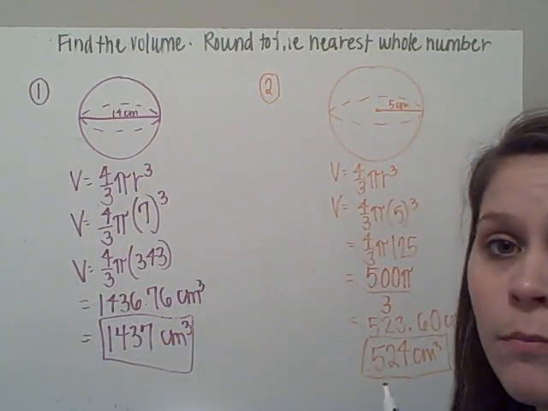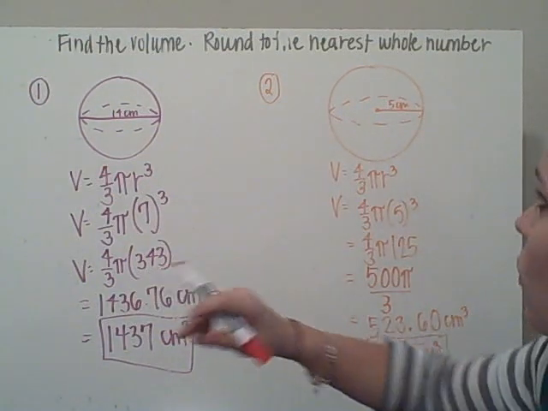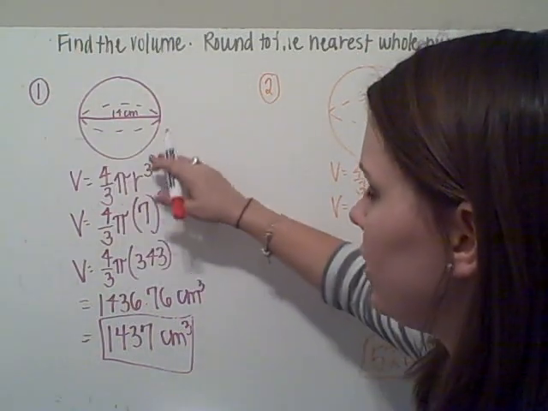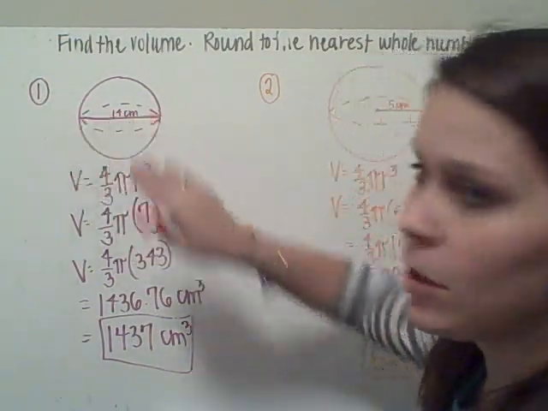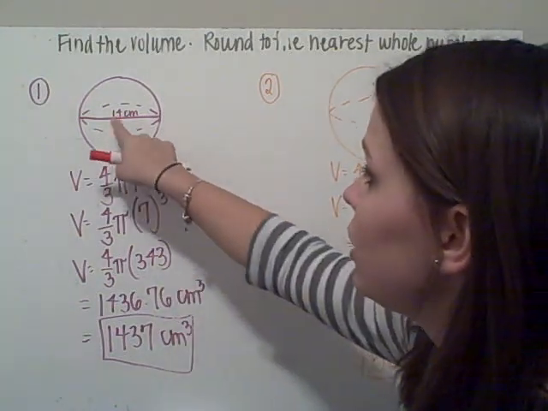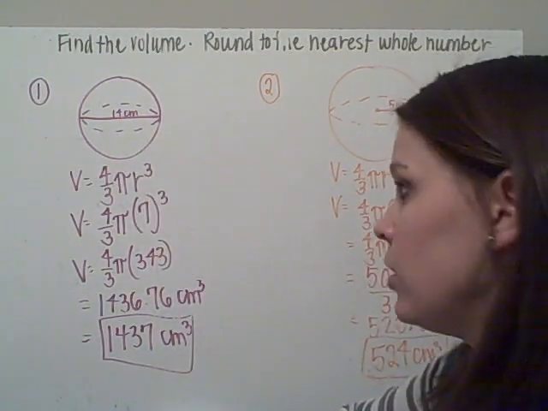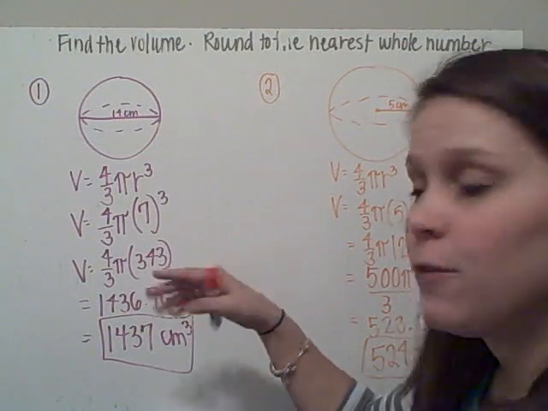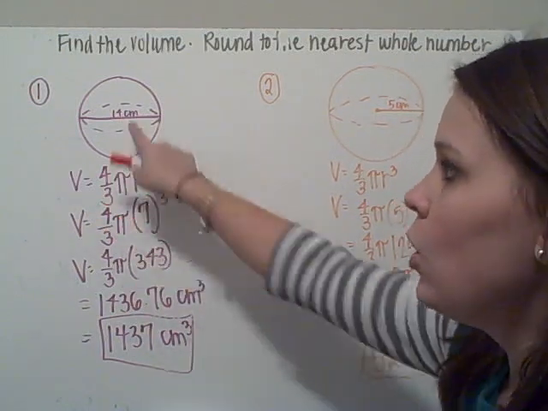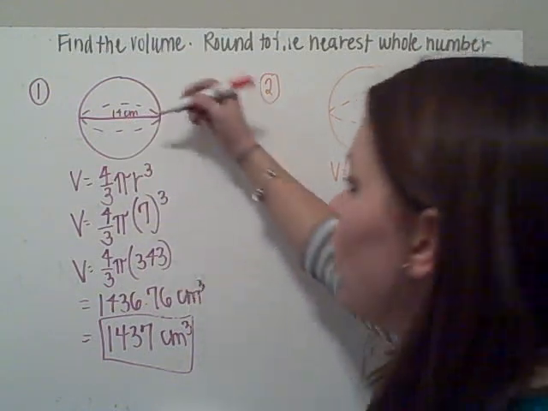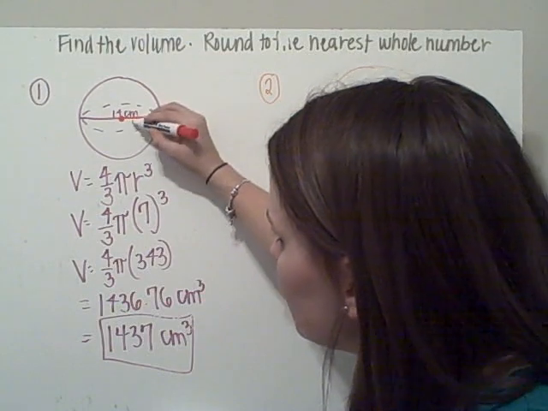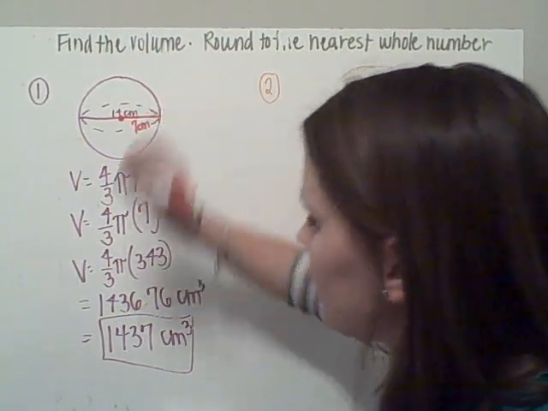So let's look at some volumes of spheres. We want to round to the nearest whole number. So we have a sphere here, and it gives us the diameter, so the distance across the ball, or the sphere, is 14 centimeters. Well, we know that the volume of a sphere is 4/3 pi times the radius cubed. Well, we have the diameter. So half of the diameter would be your radius, so this is going to be 7 centimeters.